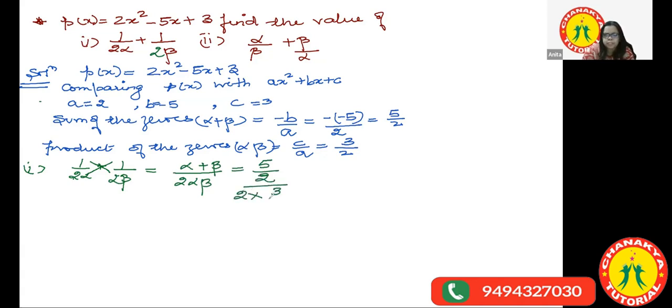Value of alpha beta is 3 by 2. So 2 divided by 2 is 1. So it will be 5 by 2 into 3. So the value of 1 upon 2 alpha plus 1 upon 2 beta is 5 by 6. This is the answer. Have you understood?